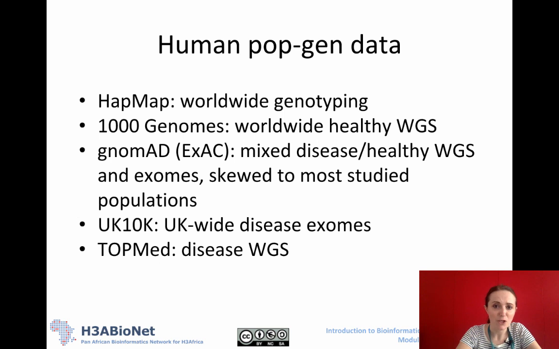There is a lot of data about human population genetics, and here are some of the projects that are available in Ensembl, where you can get allele frequencies. So HapMap was a project with worldwide genotyping. That then got superseded by 1,000 genomes. So this is worldwide healthy whole genome sequencing, and I'll talk a bit about the population breakdown in a moment.